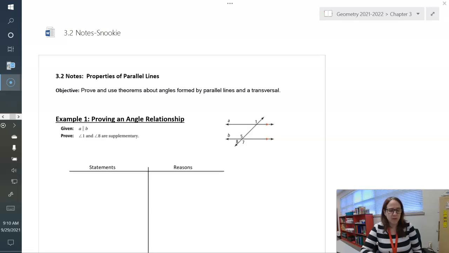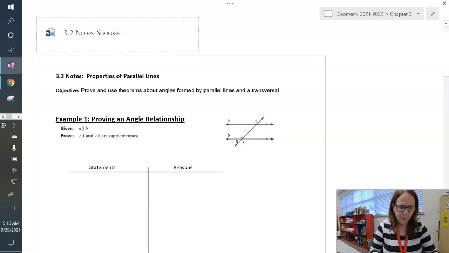And our objective is to prove and use theorems about angles that are formed when we have two parallel lines and they're cut by a transversal. So let's go ahead and take a look at our first example.